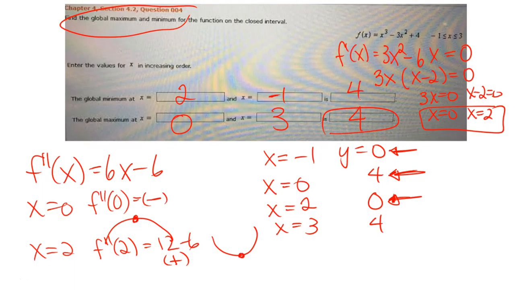And that's 4. Okay, now they want it in increasing order. So when you input it, we've got to put 1 there and 2 there, don't we? But that should be it. We always want to check those edges, okay?